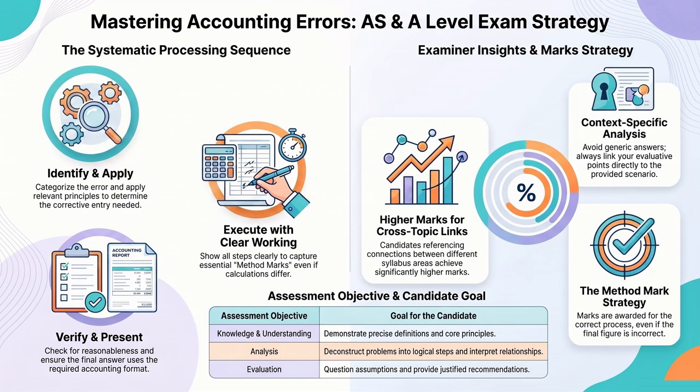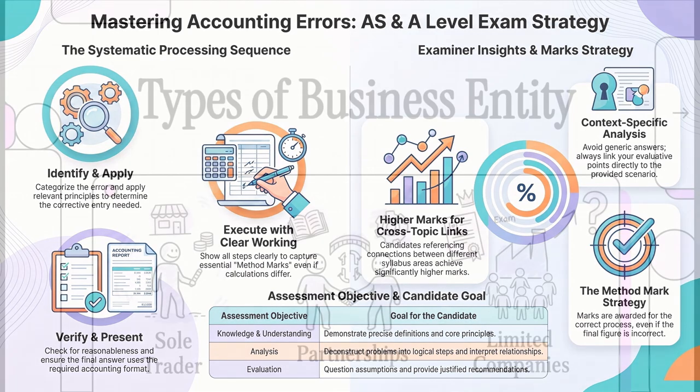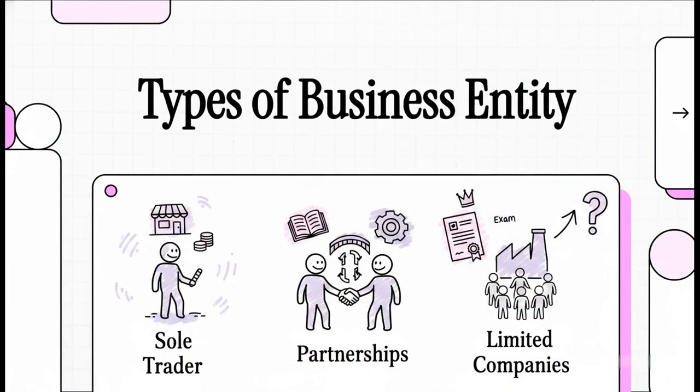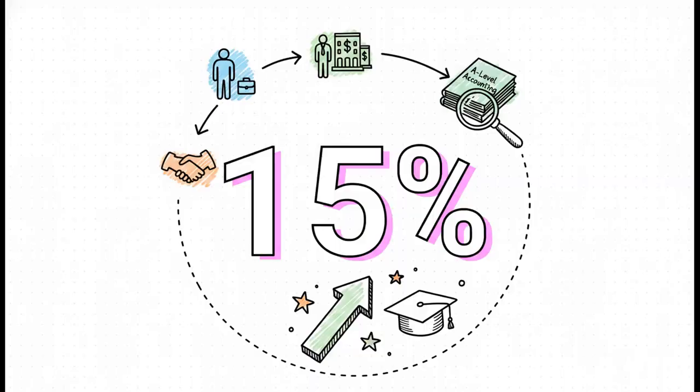Welcome to this explainer. Today we are officially putting on the senior examiner's lens to totally master the types of business entity for your Cambridge AS and A-level accounting paper 2 exam. We're going to talk about the distinct operational and structural differences between sole traders, partnerships, and limited companies. But more importantly, we'll deconstruct exactly how examiners build these questions, where most candidates drop completely easy points, and how you can strategically engineer your answers to hit those top-tier marking bands by deeply, fundamentally understanding these entities.